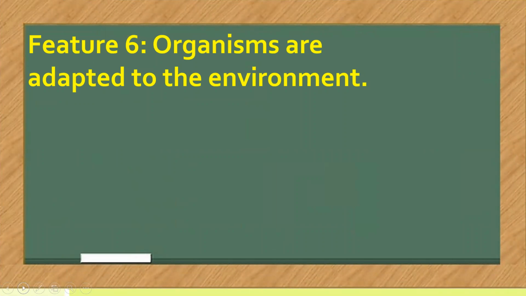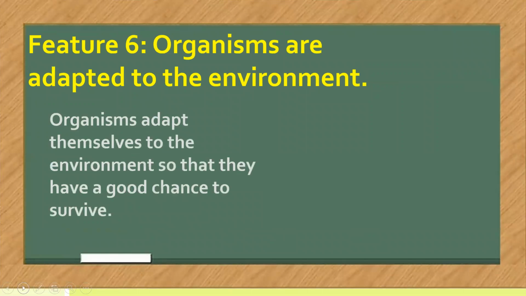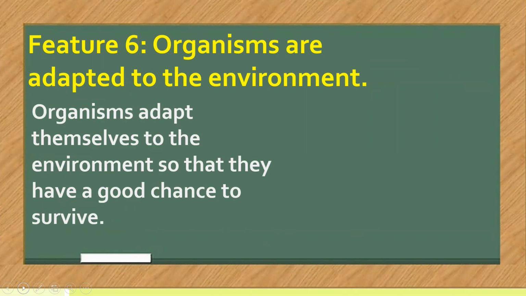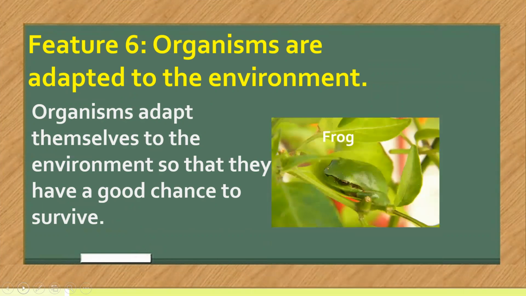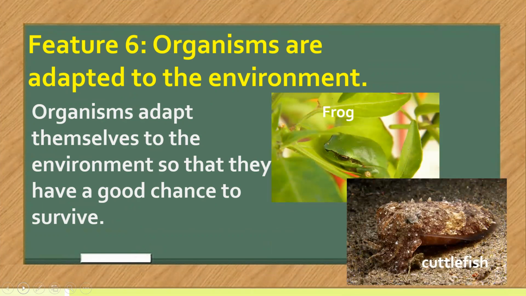Feature 6, organisms are adapted to the environment. Organisms adapt themselves to the environment so that they have a good chance to survive. Example in the pictures, frog and cuttlefish. They adapt themselves to the color of the environment so that they can protect themselves from prospective predators.